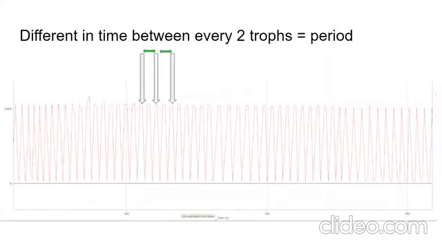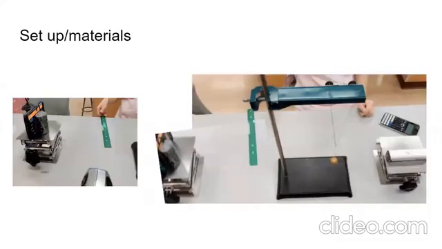The difference between two troughs with one trough in between is measured to be the period. We need three items: a phone with the phyphox light sensor, a laser, a pendulum, a ruler to measure the length of the pendulum, and a protractor to measure the amplitude.